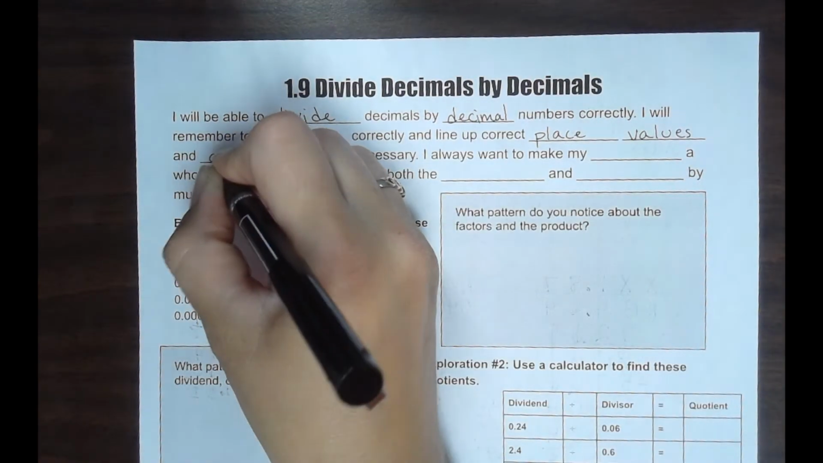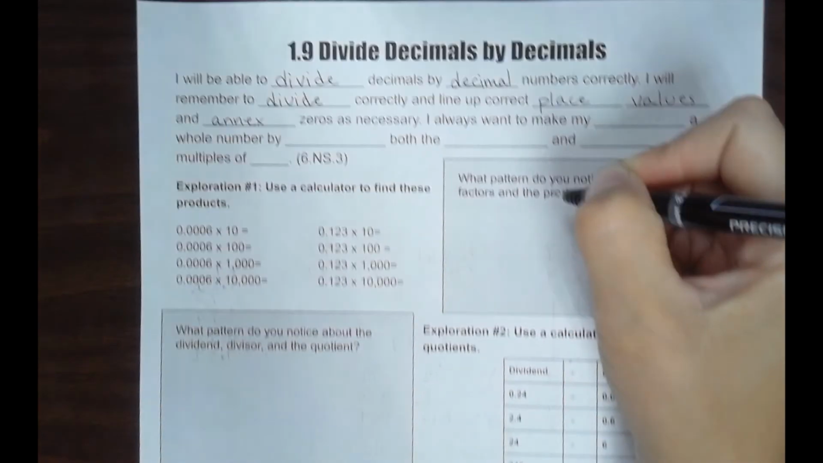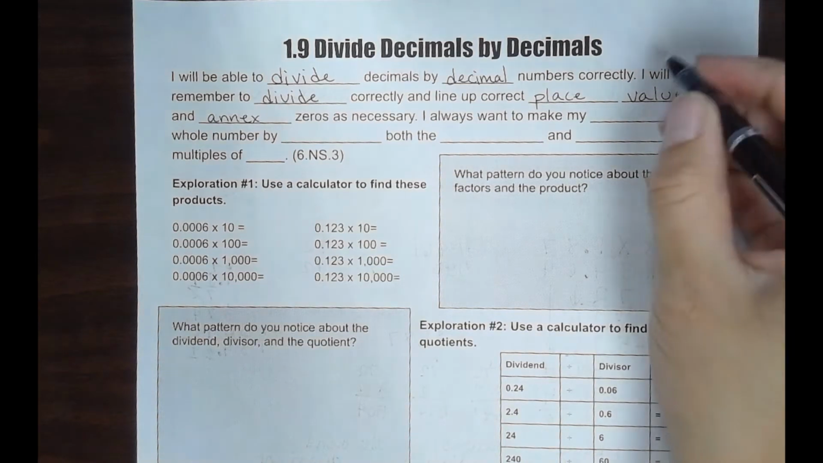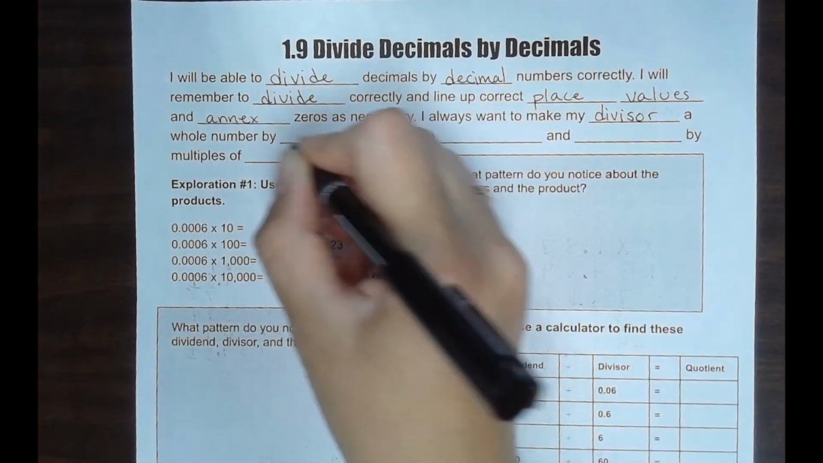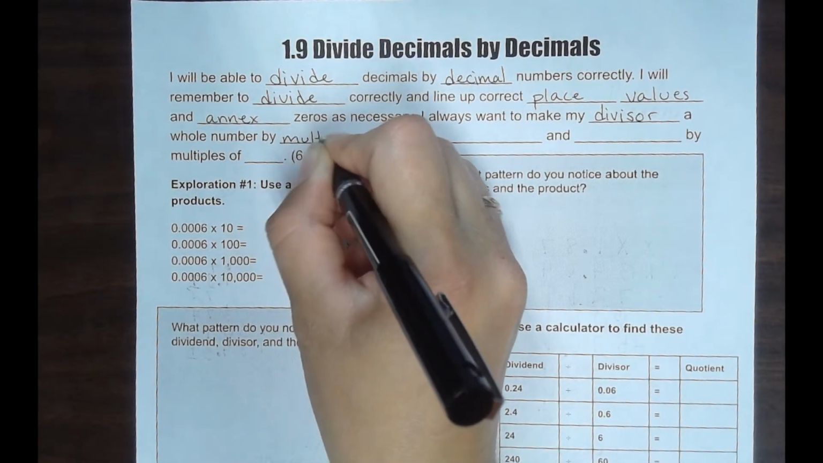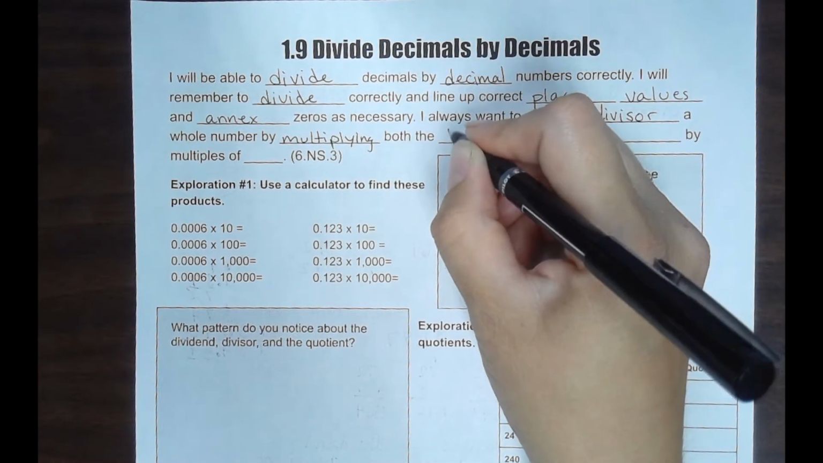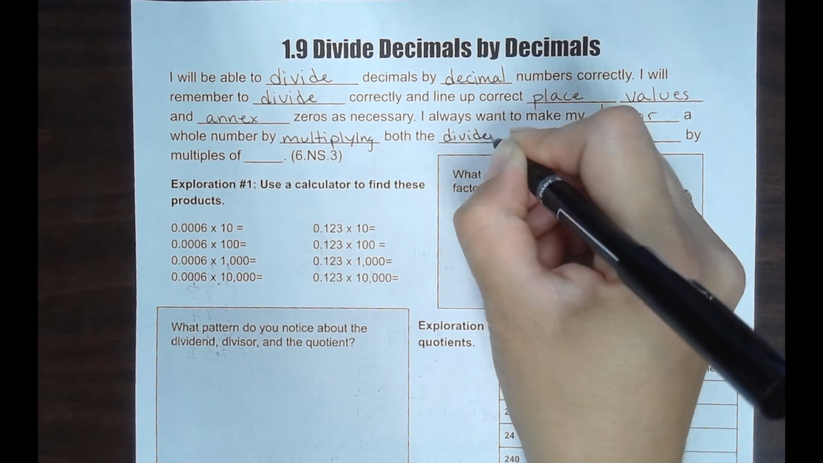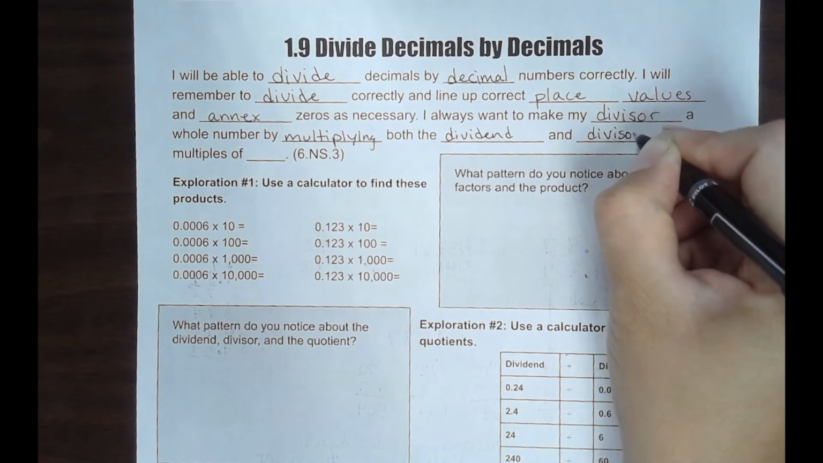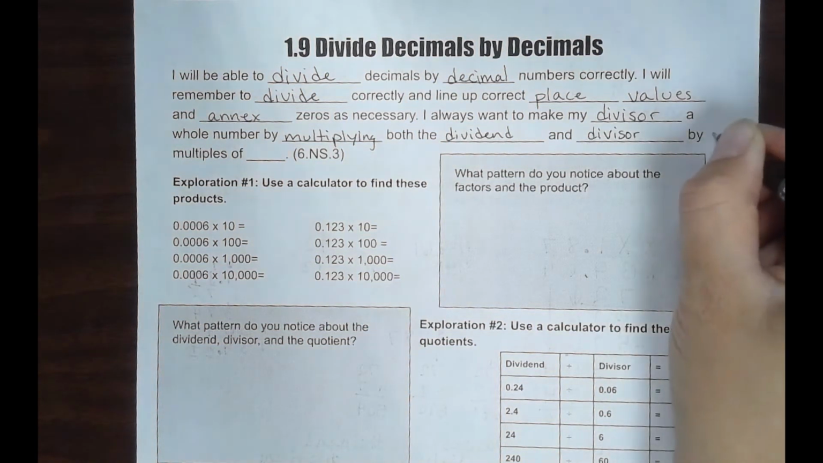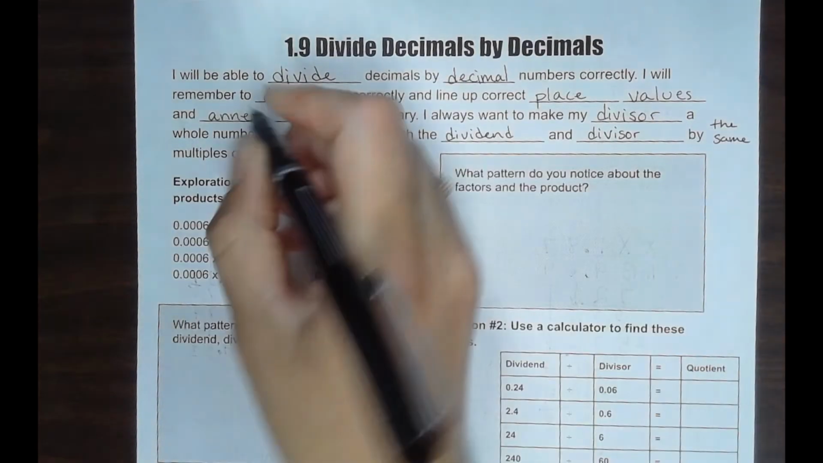And annex zeros as necessary. I always want to make my divisor a whole number by multiplying both the dividend and divisor by, I want you to add right here, the same multiples of 10.